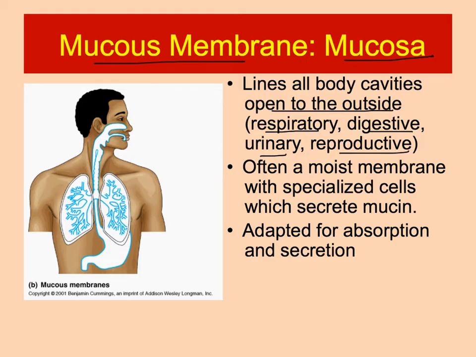They are most often a moist membrane. There's some kind of secretion being given, often ones that are producing mucin, which is the precursor to mucus itself. The mucous membrane areas of the body are often adapted for absorbing and secreting things. In some cases, mucous membranes run into the cutaneous membrane. Your lips are considered a mucous membrane, and they of course are right next door to the skin, the cutaneous membrane on your face.